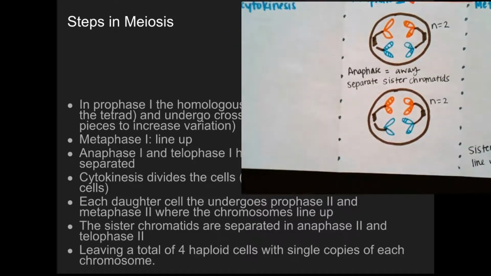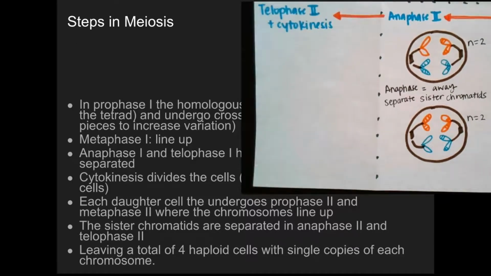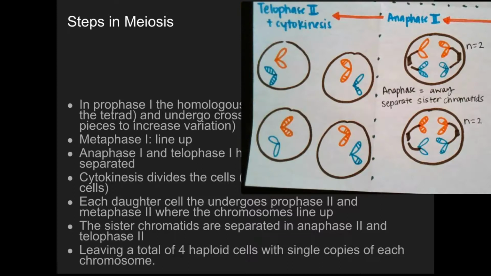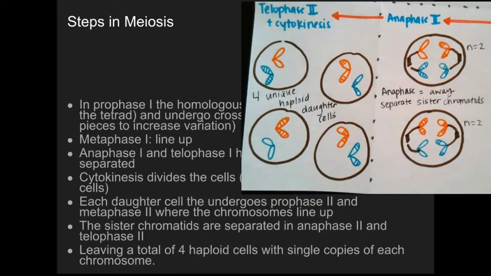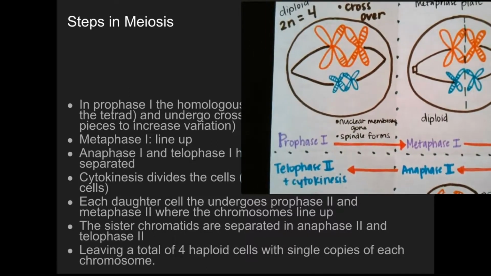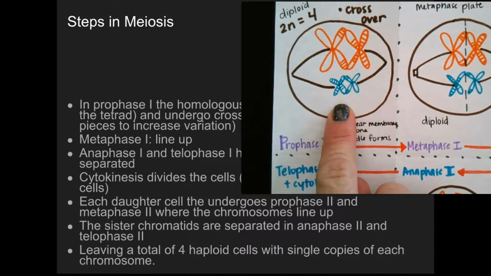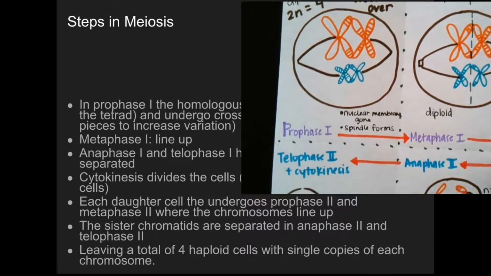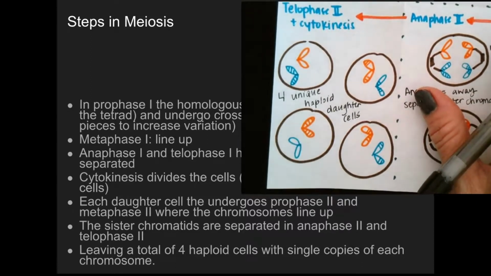And finally, in our last stage of telophase 2 and cytokinesis, we end up with 4 daughter cells, each unique in their composition of chromosomes. So by the end of cytokinesis, I have made 4 completely unique haploid daughter cells. And the reason why we say they're completely unique has everything to do with crossing over. When we crossed over these chromosomes, we made it so that no 2 cells would be alike when we were done.